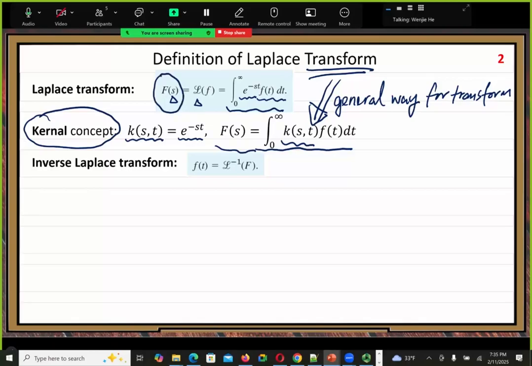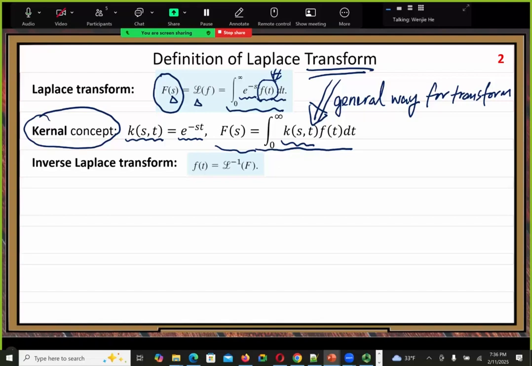Capital F of S, that function is known. But you do not know this little f function. This little f function is the original function. Think about it this way: when you start, you have that little f original function. Then you apply the Laplace transform on it, so you get a capital F function.